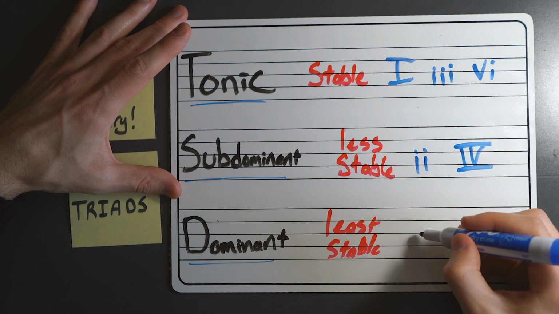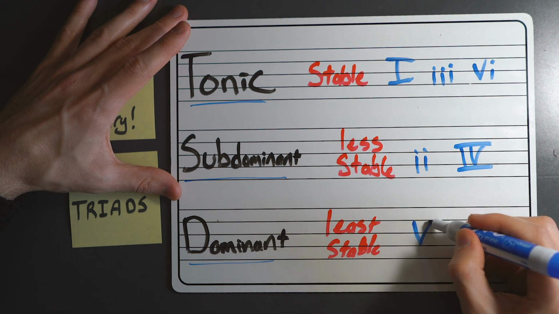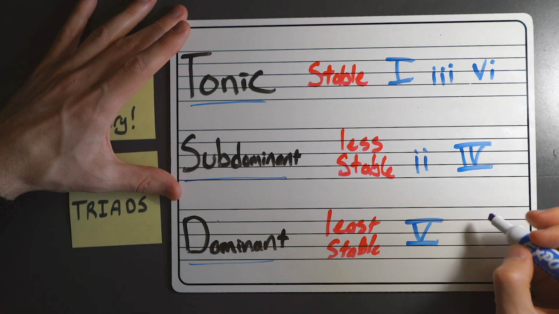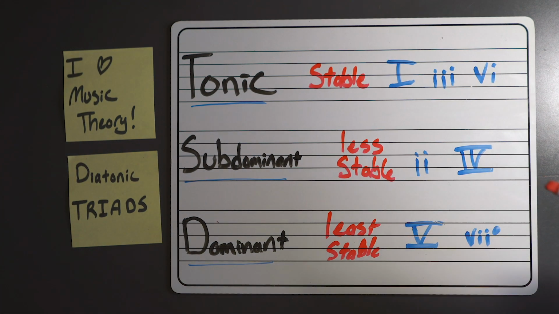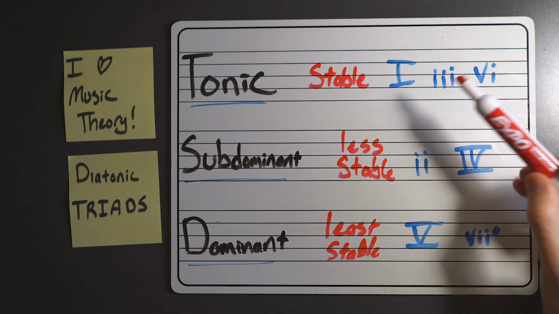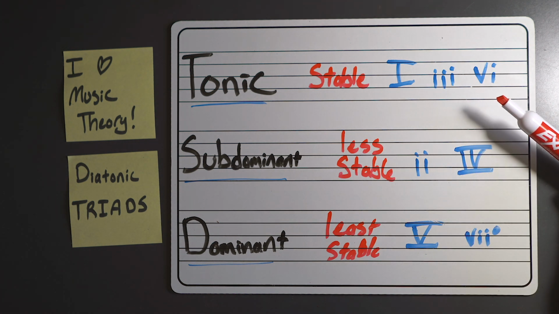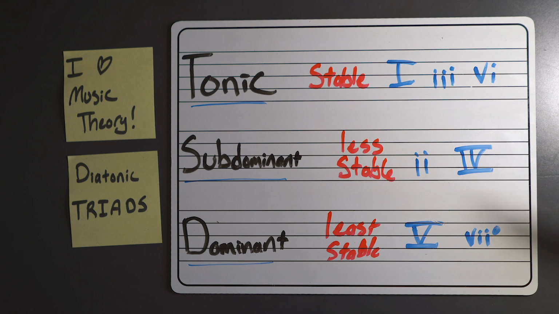Now dominant, the most tense we can have in our major key, is going to be our 5 chord and our 7 diminished chord. So it's really important that you guys understand how these chords sound so that way you can better use them in a songwriting context.